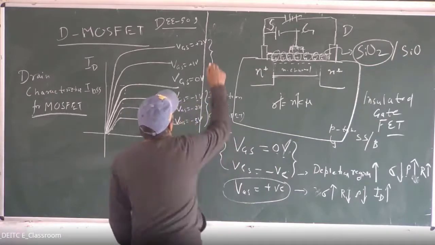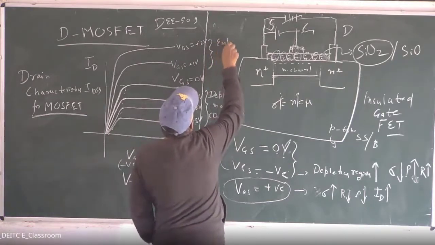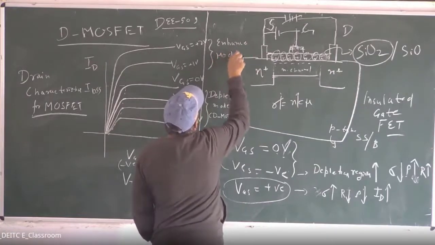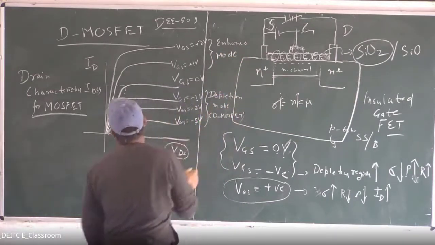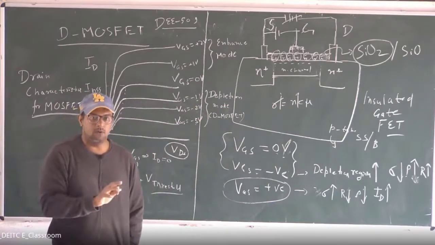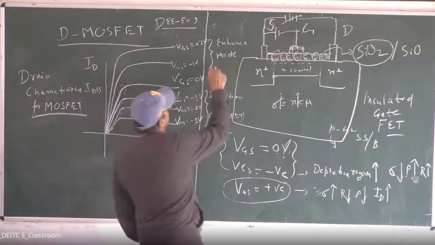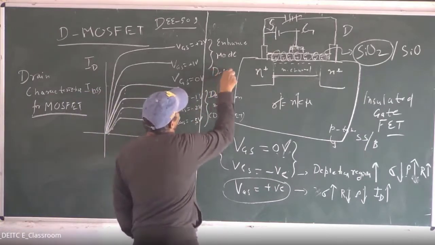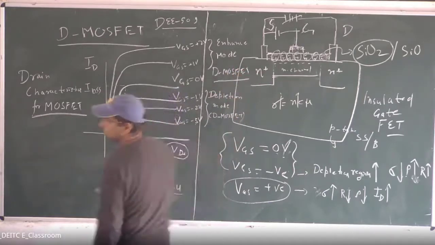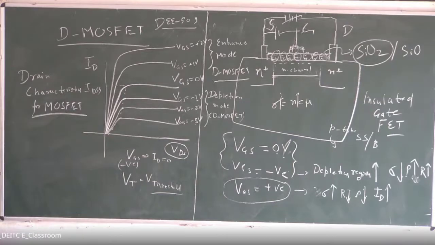And yes, this mode is called the enhancement mode. So this is different from the E-MOSFET. Actually, you should not get confused. This enhancement mode is the enhancement mode of the D-MOSFET. So you should not get confused about the E-MOSFET and this enhancement mode.